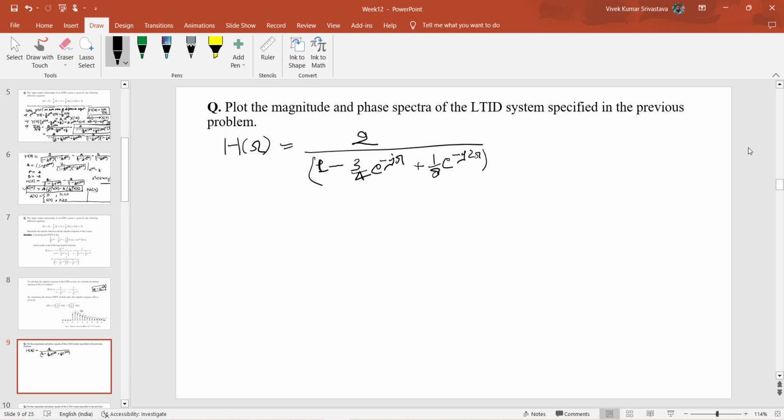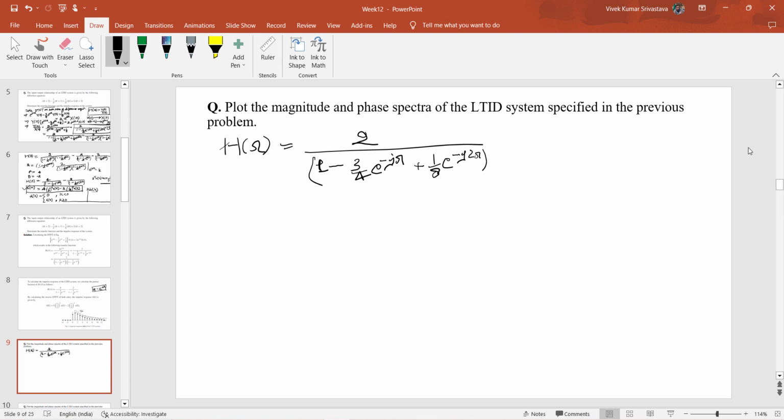Okay, so basically this represents the linear time invariant discrete time system. For this kind of system we have to plot the magnitude and the phase spectra. For plotting the magnitude and phase spectra of this problem, what we have to do is first simplify this H of omega.